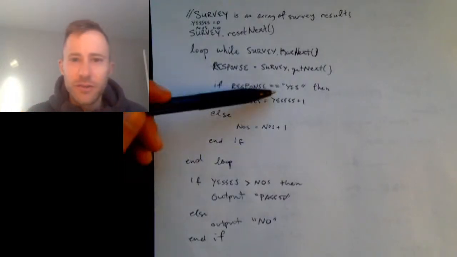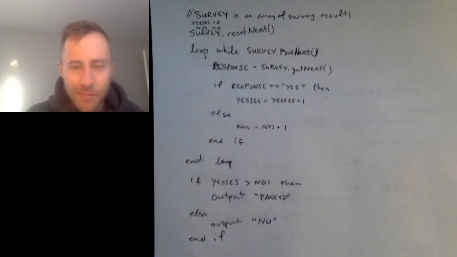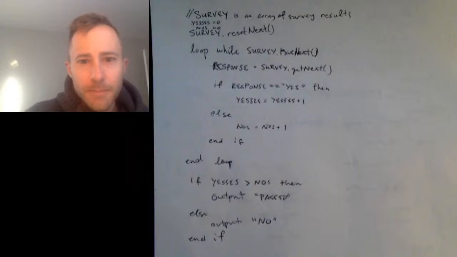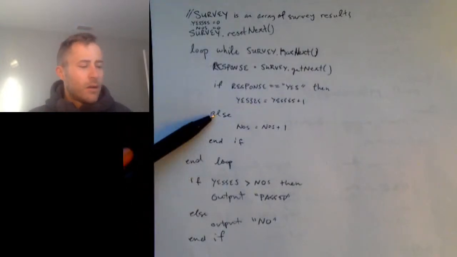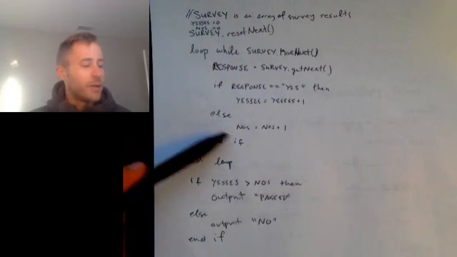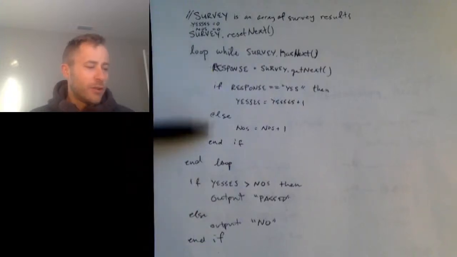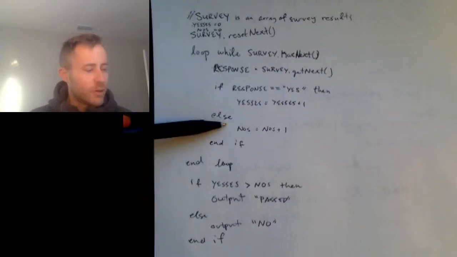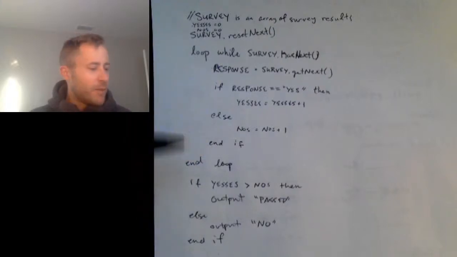If the response is equal to yes, then I increment yeses by 1. You could probably get away with saying yeses plus plus. Otherwise, the response must have been no, so I'm going to increment no's by 1. Depending on what that particular result is, I increment either yes or no, and notice how I have my end if statement, and then my end loop statement.